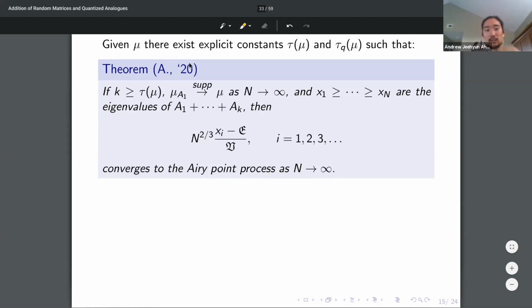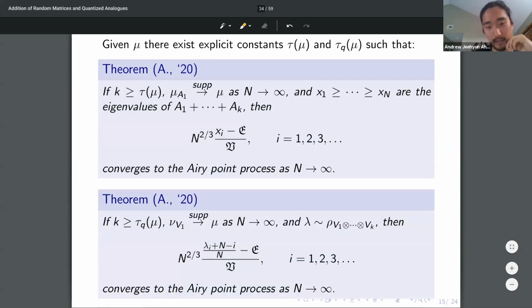Okay, so if you have enough summands, if you have IID sums, and the number of summands k is large enough but finite, then you will see the Airy point process at the edge. This tau mu, by the way, I haven't written out what it is, but it's given in terms of the Cauchy transform of mu. And so there's an explicit formula for it.